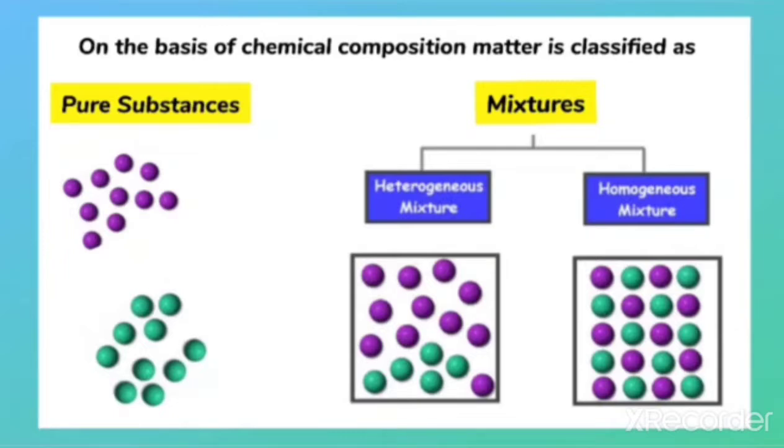That is very clear from this diagram. The particles are not uniformly distributed or mixed here. Here the particles are uniformly mixed. That's why the word homo comes here, and hetero here. So on the basis of chemical composition of matter, the matter is classified into two types, pure substances and mixtures. A pure substance is made up of only one type of particle, but mixtures are made up of more than one type of particle. If there is a uniform distribution of particles, that is called a homogeneous mixture, and if it is not uniformly distributed, then it is called heterogeneous.